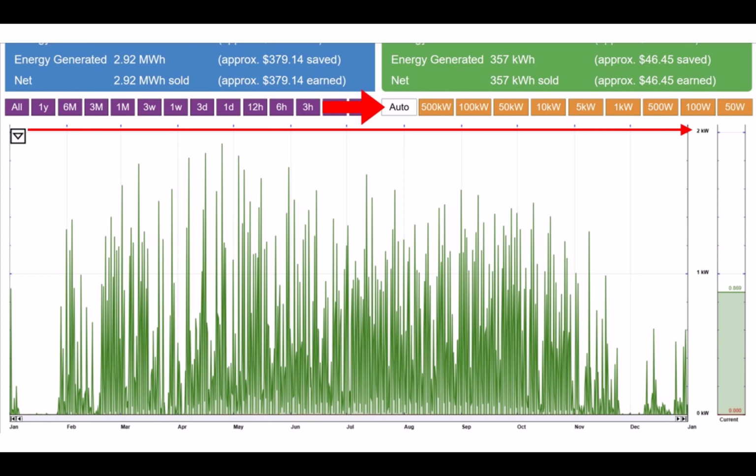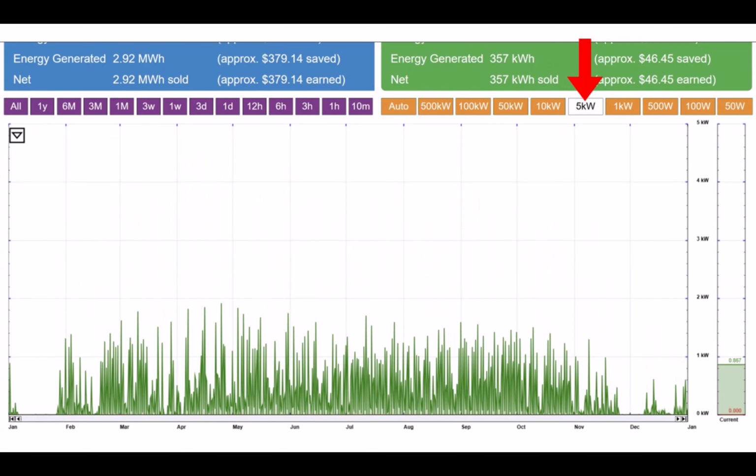On the graph, the greatest day of power production appears to be just under 2 kW. So in this case, we'd set the scale to 5 kW. Set to 1 kW and the graph plot would go above the top of the scale. 10 kW and the plot would be much too small. Once we select 5 kilowatts, all subsequent graphs will stay at 5 kW until changed.